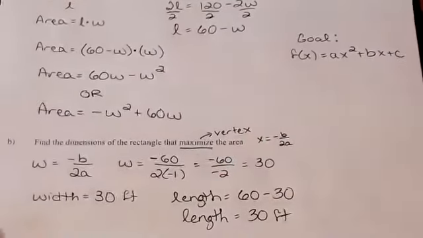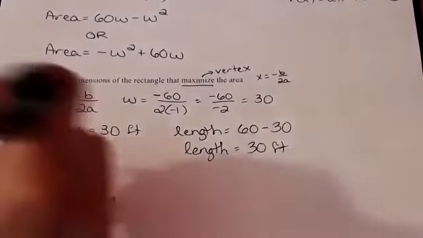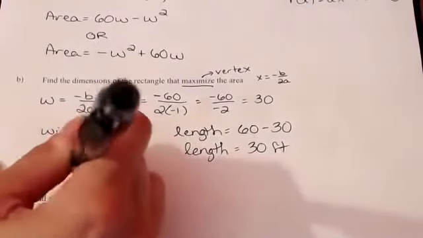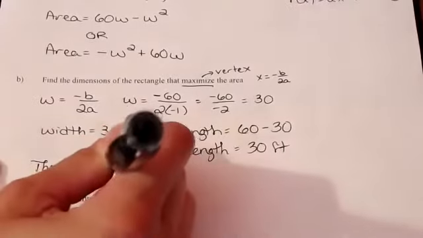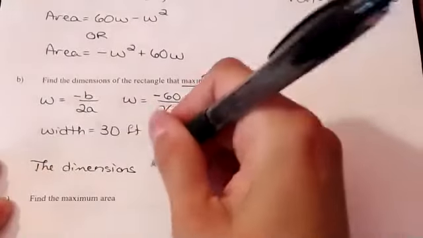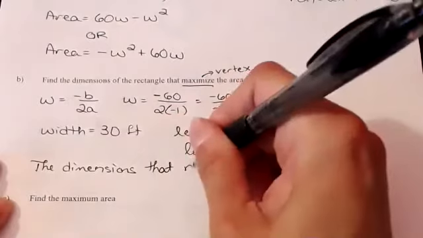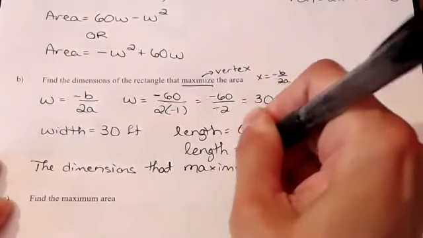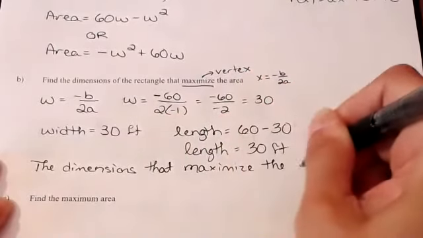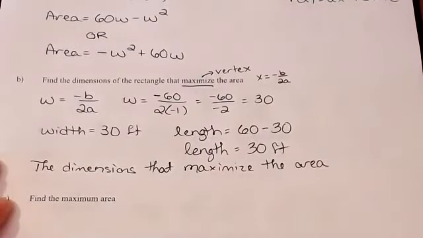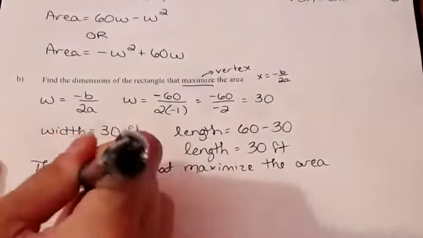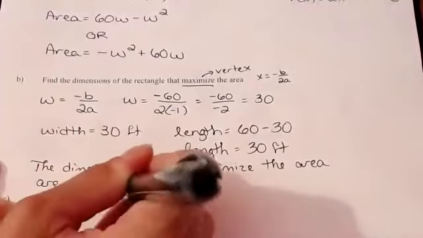Perfect. So the dimensions that maximize the area are 30 by 30, 30 feet by 30 feet.